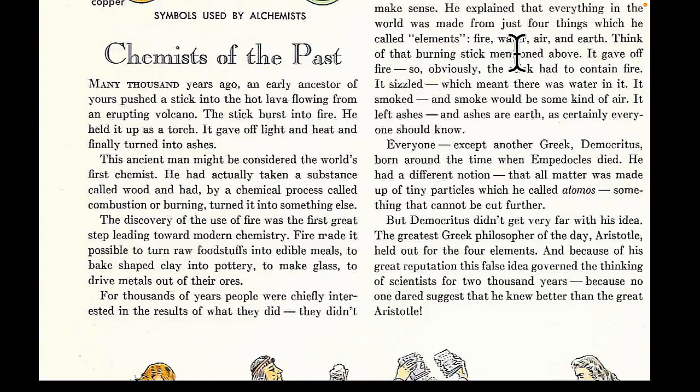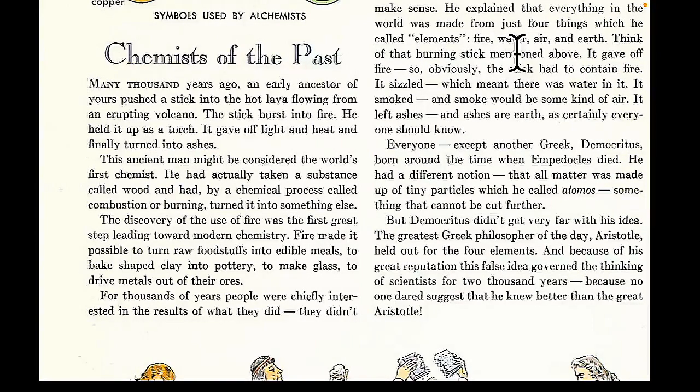He had actually taken a substance called wood and had, by a chemical process called combustion, or burning, turned it into something else. The discovery of the use of fire was the first great step leading towards modern chemistry. Fire made it possible to turn raw foodstuffs into edible meals, to bake and shape clay into pottery, to make glass, to drive metals out of their ores.